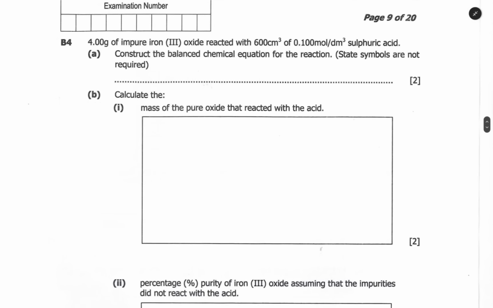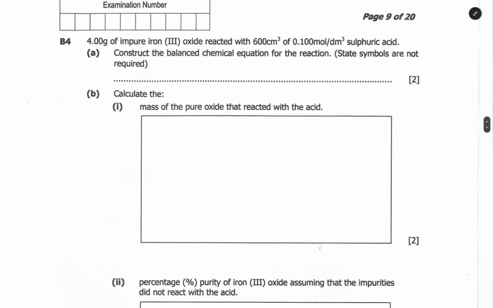Okay, let us go to question B4. 400 grams of impure iron 3 oxide reacted with 600 cubic centimeters of 0.100 mole per decimeter cubed sulfuric acid. Construct the balanced chemical equation for the reaction. State symbols are not necessary or required.